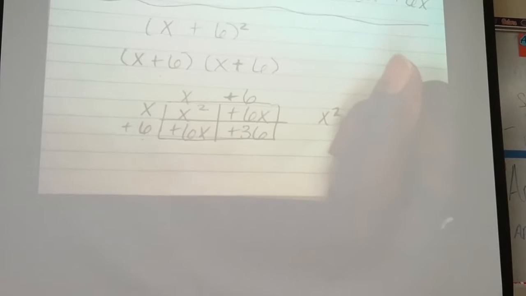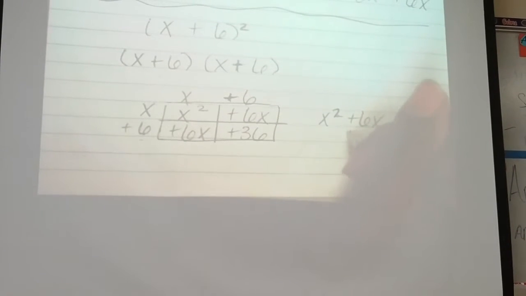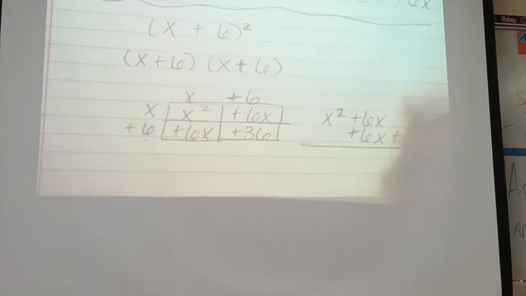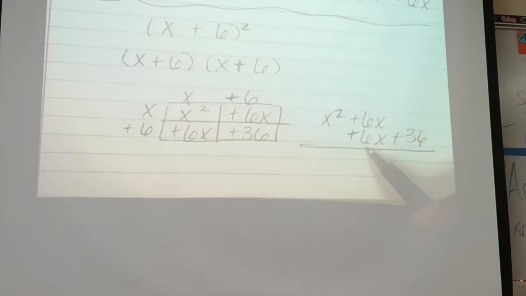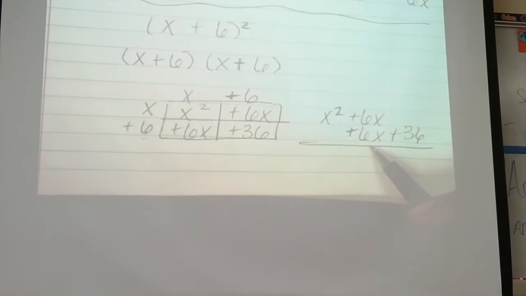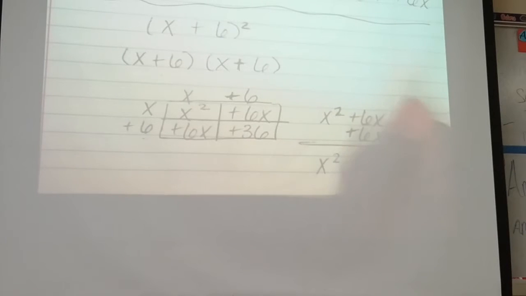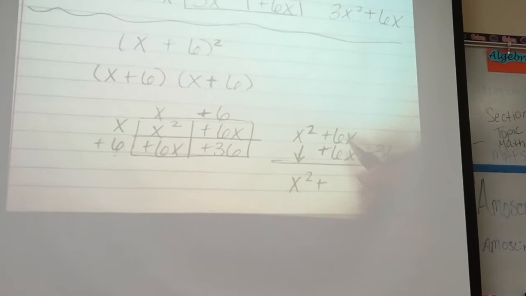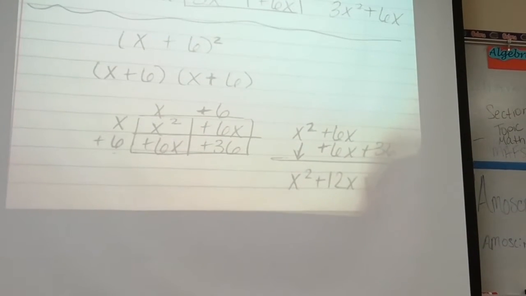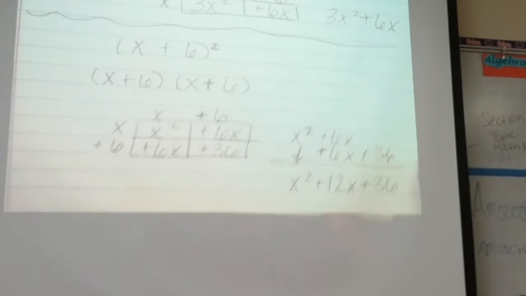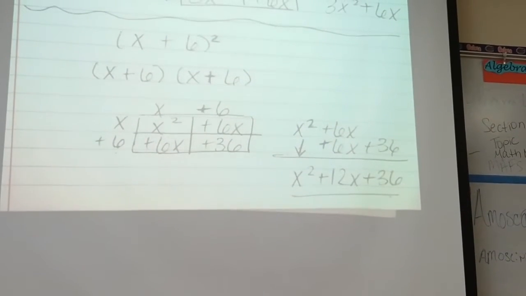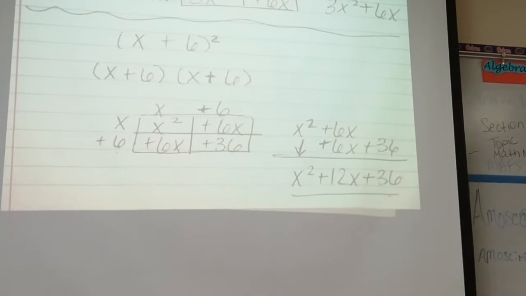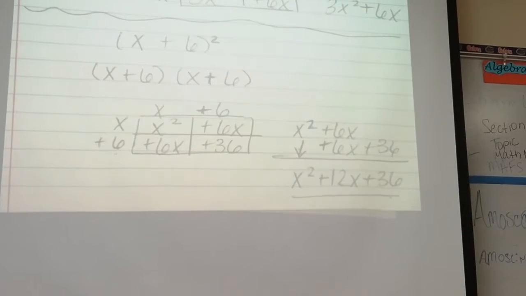Then bring it over. X squared plus 6x plus 6x plus 36. When you line them up, make sure your terms are always on top of each other. 6x can only be combined with 6x. So we bring down x squared because we cannot combine it with anything else. 6 plus 6 is 12x. And then finally, 36. That's your final answer. All right, let's try 2 more.